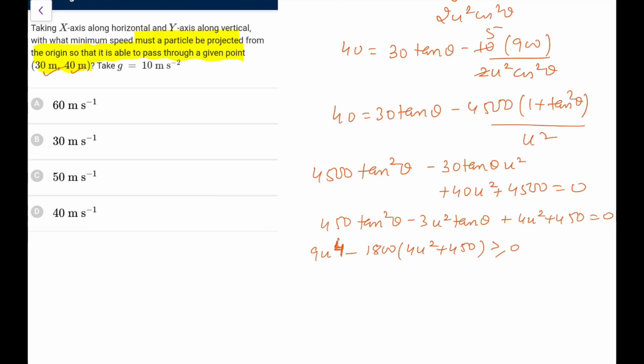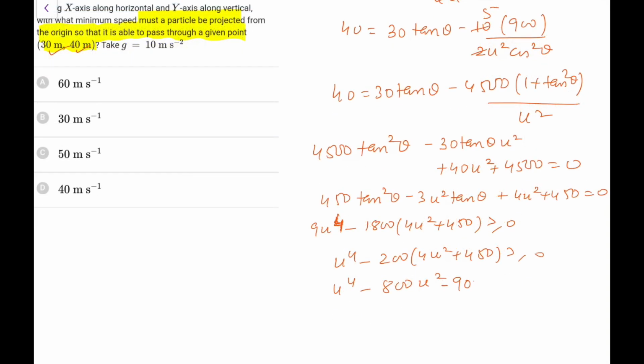So this 9 again, get the common. So what I can have, u to the power 4 minus 200 into 4 u square plus 450 should be greater than equal to 0. What we have, u to the power 4 minus 800 u square minus 900 greater than equal to 0. So now making it a perfect square, it would be u square minus 400 whole square. So we have to add 16, subtract 16, so 16 and 9 will become 25.